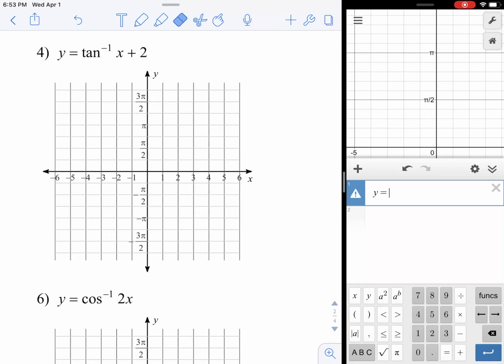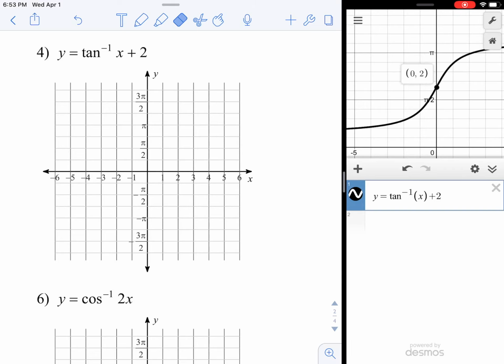All right, inverse tangent of x plus 2. So the function is inverse tangent of x. Now, there's two ways you could do this. Plus 2 in parentheses, which is not what's on the paper, or plus 2 outside of parentheses. So the y-intercept, now that's interesting, 0, 2. Where is 0, 2? Well, it's higher than pi over 2, and it's lower than pi.